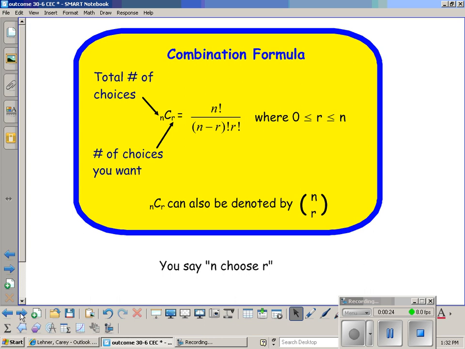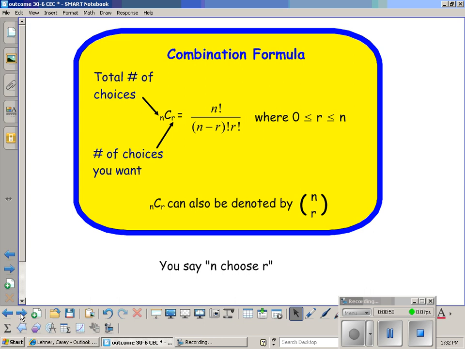N refers to the total number of choices. So if you think back to the exploration, where we had 5 people and we were choosing committees for a baking sale, 5 of those people was our total number of choices. The r represents the number of choices that you want. So if we wanted committees of 2, 2 would have been our r. If we wanted a committee of 3 people, 3 would be our r.